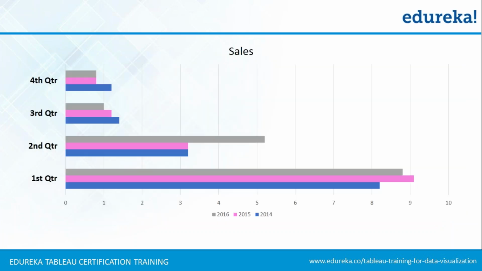So this is another way of representing the same thing. Now you can tell me. The gray bars represent 2016 sales, the pink ones 2015, and the blue ones 2014. I have laid out all the quarters together to compare each of them. Like I was asking for first quarter, which one was the highest? You can clearly see that 2015 had the highest sales in first quarter, whereas in second quarter 2016 had it, in third quarter 2014, and in fourth quarter also 2014.